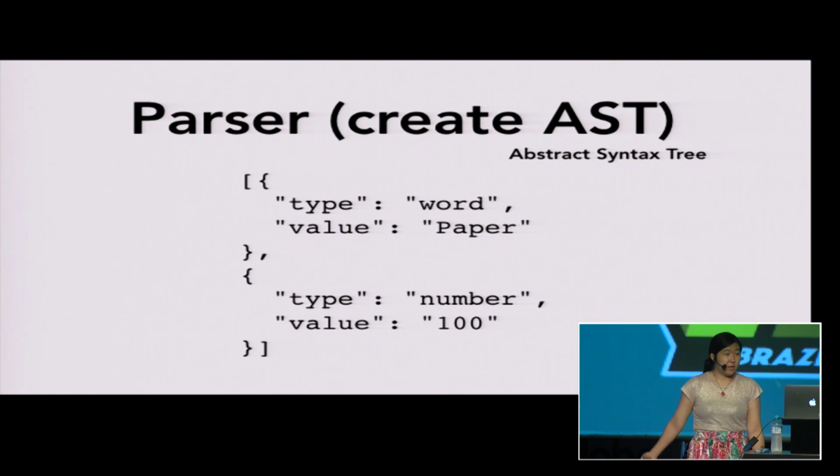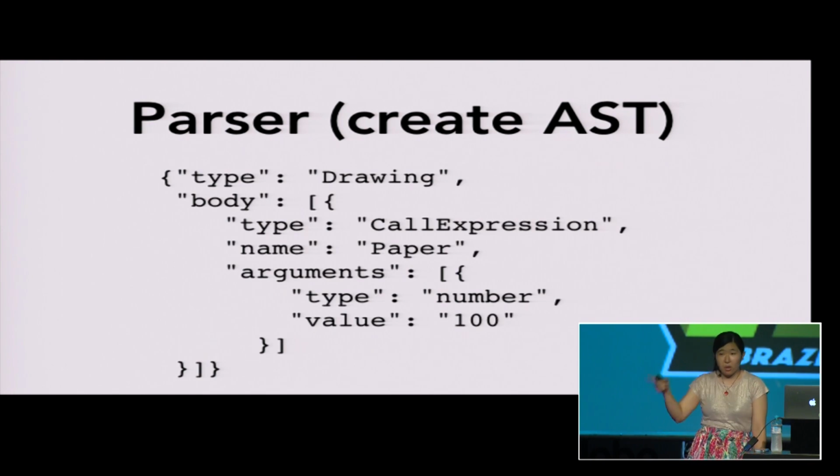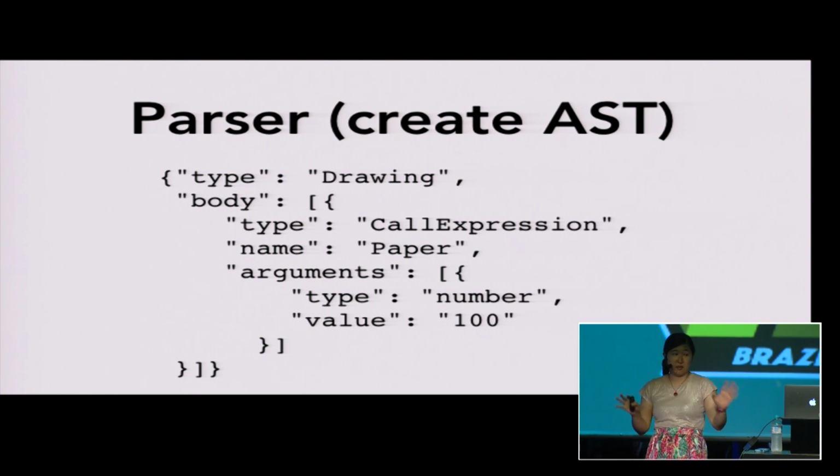And so this is the input, again, just an array of objects. And then the function goes through those objects and tries to see, okay, I found a call expression, which is paper, which is a call for grab a paper. And then that should be followed by one argument, the number 100. And it starts to reorganize that data.